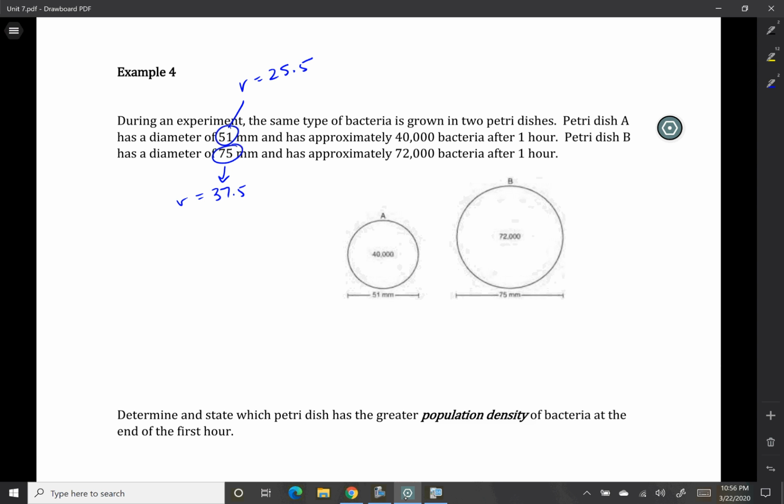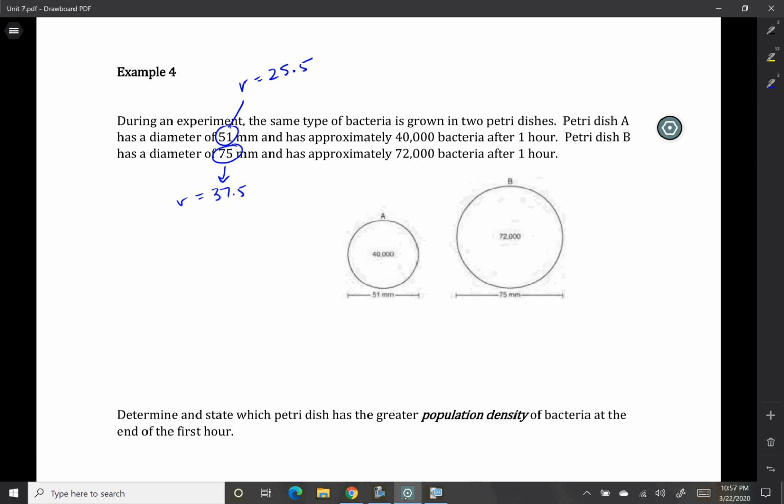So it says determine the population density. Each one of these petri dishes has a certain amount of bacteria in it. The population density is the population, kind of like any population. So if we wanted to find the population density of Cornwall, we'd want to find the area that Cornwall is and compare it to the number of people that live in Cornwall. We're doing the same thing here. We're going to compare the area of each petri dish and the number of bacteria that are in that petri dish to figure out how many bacteria per millimeter squared that we have.